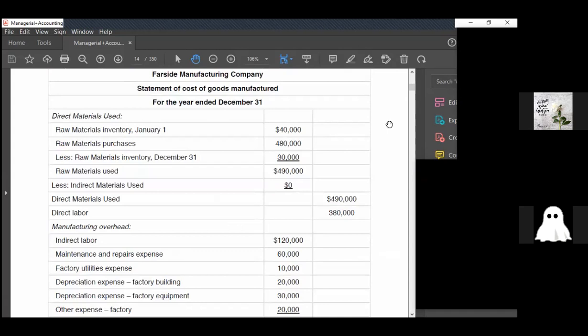So the cost statement of a production company or a manufacturing company has this structure. First, we look at the direct materials used. Okay, that includes the raw materials. So this part is the raw material that was used.